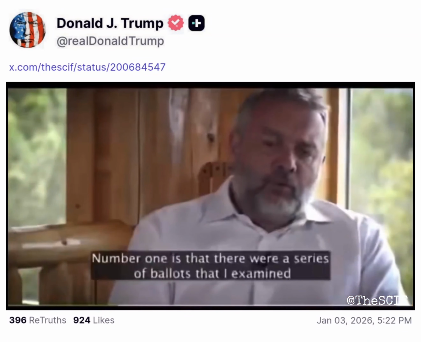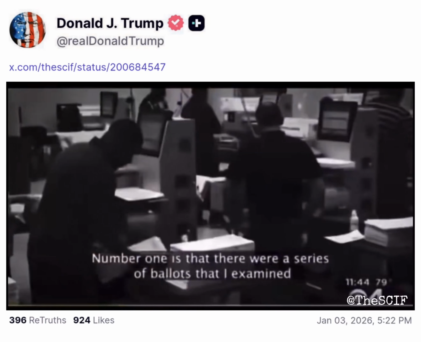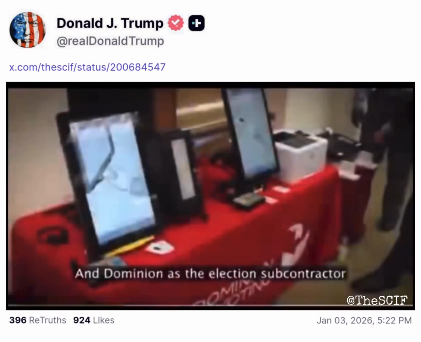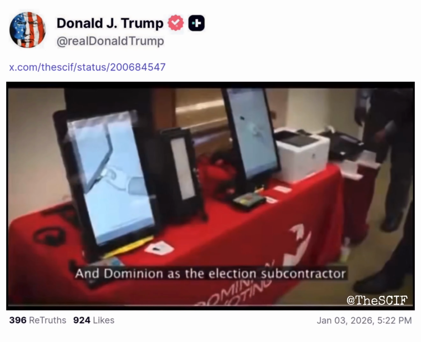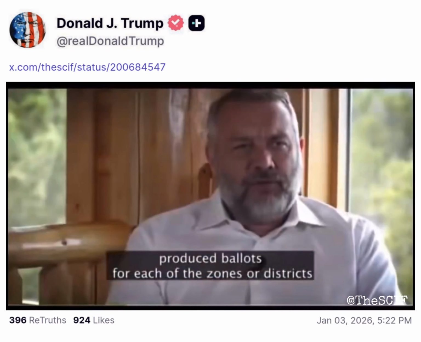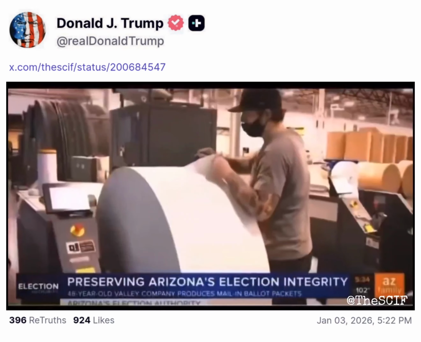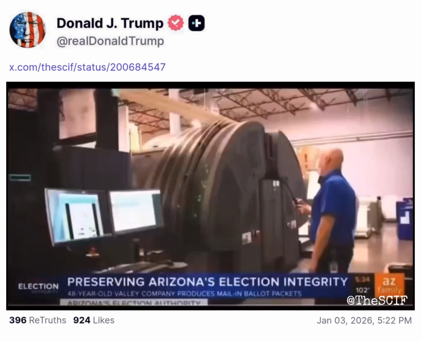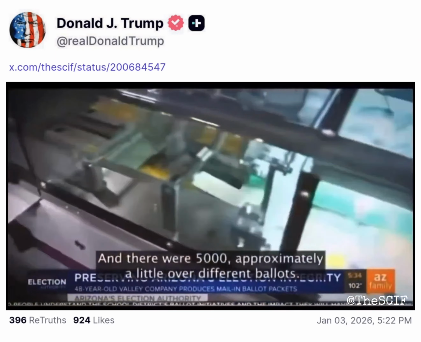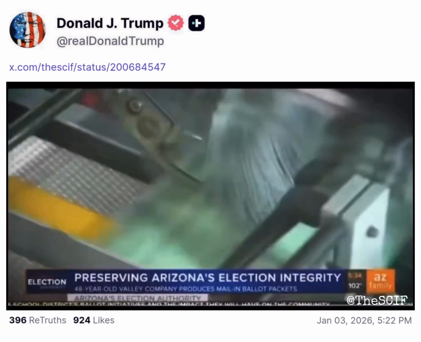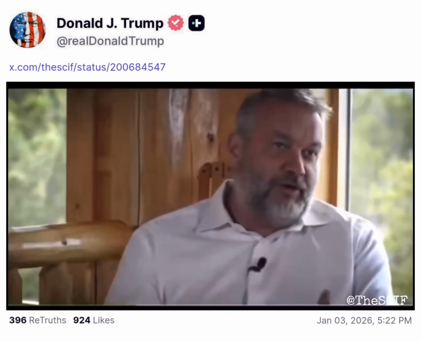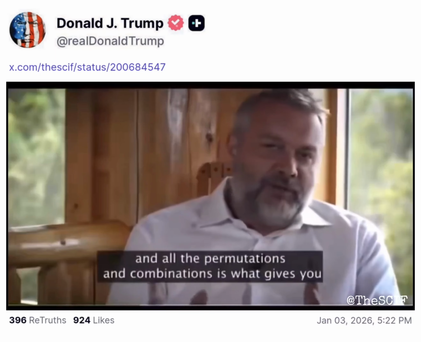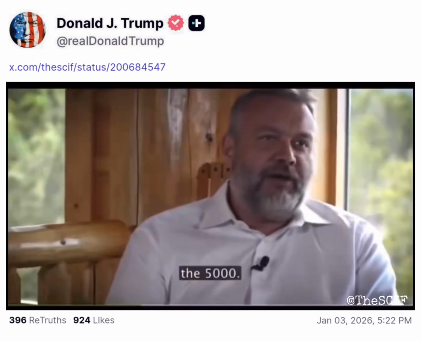Number one is that there were a series of ballots that I examined the photographs of, and Dominion, as the election subcontractor, produced ballots for each of the zones or districts that were involved, at least in the area that I looked at here in Maricopa County. And there were 5,000 approximately, a little over, different ballots. As you know, in a state there could be 2 different senator races, there could be 10 different House races, and all the permutations and combinations is what gives you the 5,000.